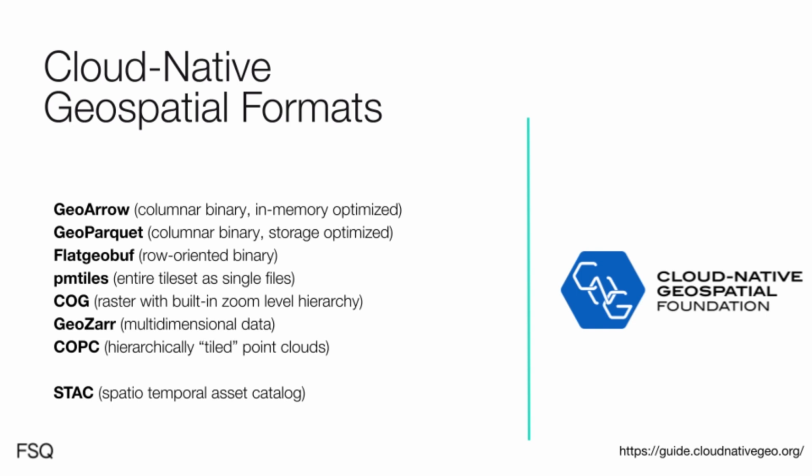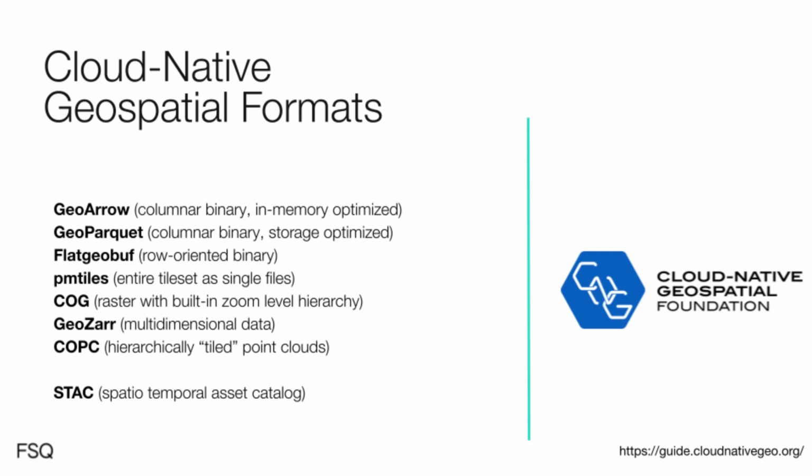It's a columnar binary format. GeoParquet, also another columnar binary format. FlatGeobuf, it's a row-oriented binary geospatial format. We have PMTiles, where when you work with tile sets, you may be familiar with Mapbox vector tiles or something like that. They're stored in single files. In PMTiles, you store the entire tile set as just one gigantic file. Very easy to work with, to copy and move and so on.